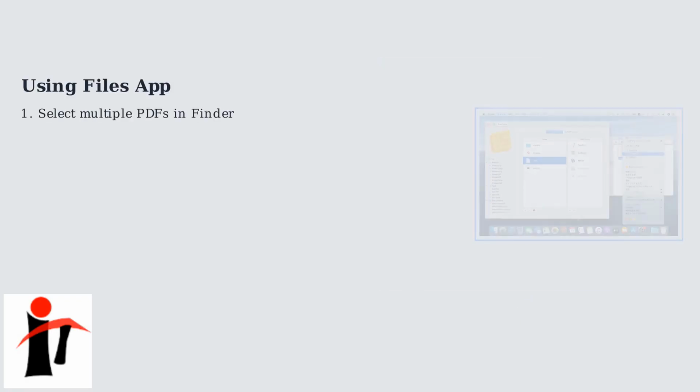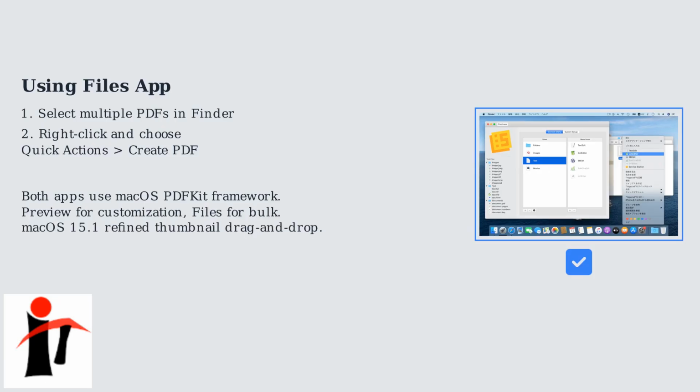Now for the Files app method. Select multiple PDFs in Finder. Right-click and choose Quick Actions, then Create PDF. This creates a single PDF from the selected files in the order they appear.